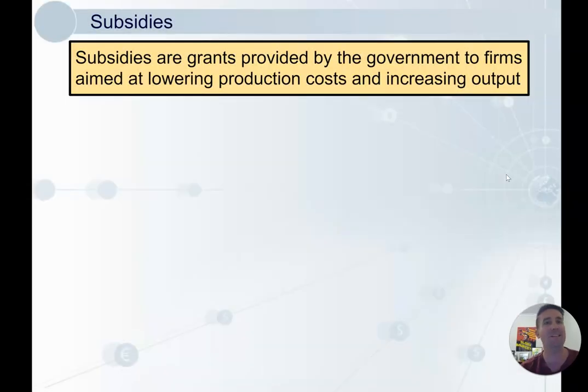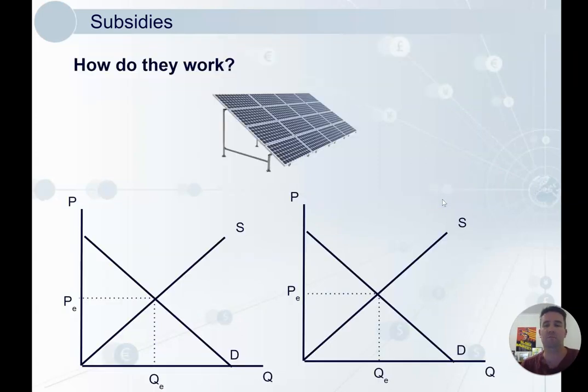Here we go. Subsidies are grants provided by the government to firms, aimed at lowering production costs and increasing output. So it's usually things that we want firms to produce more of, or lower the cost of. An example here is solar panels. We want more of them because it's good for the environment. It can lower people's electricity bills as well, which is all very good.